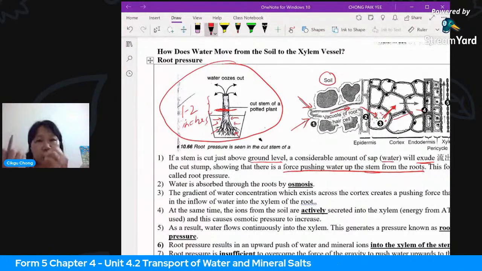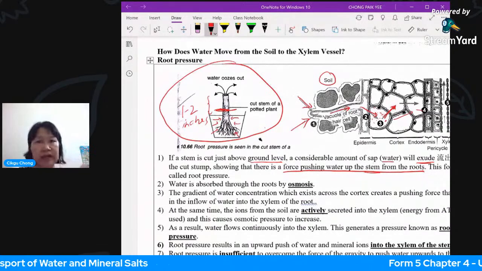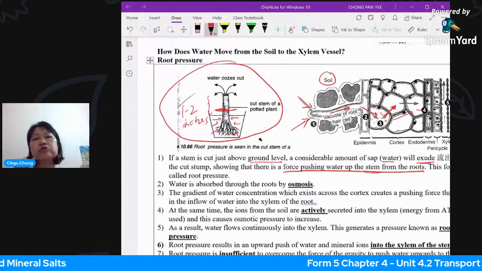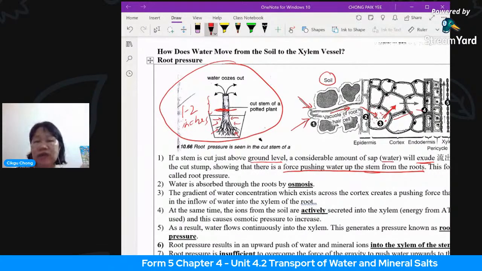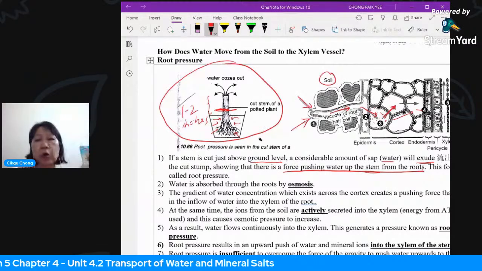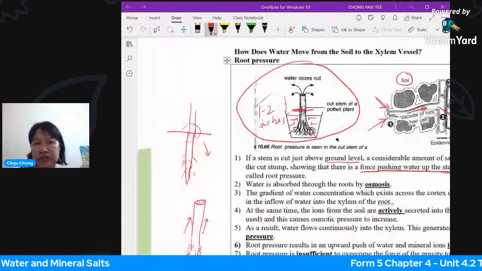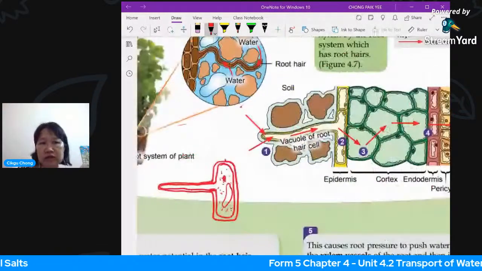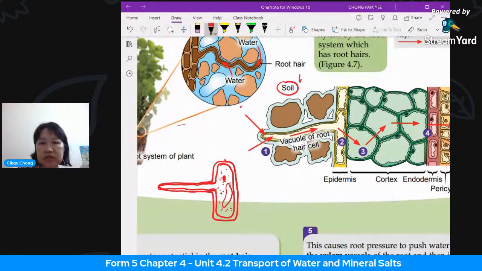As you learned in Form 4, when you put fertilizer in the ground for the plant, you must not put too high a concentration of fertilizer. Do you know why? What happens if you put a fertilizer that is too highly concentrated? That means too concentrated. When you put fertilizer that is too concentrated, the soil water will become hypertonic, correct?